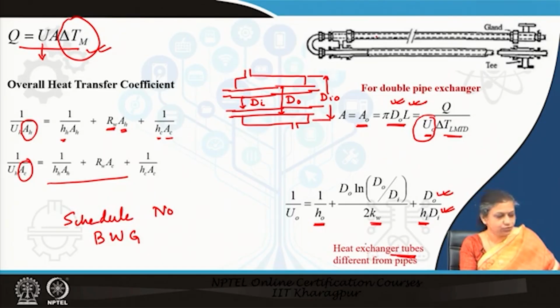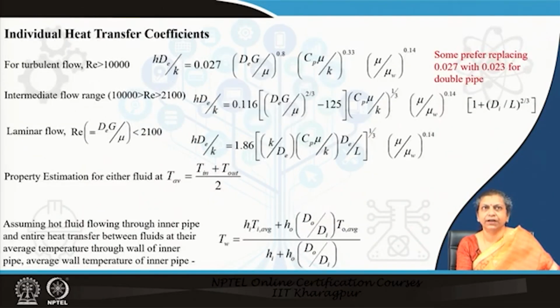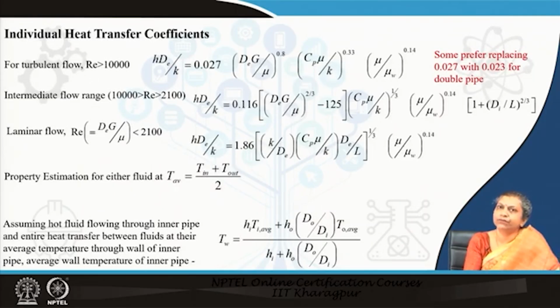This I just wanted to mention before we go for the details of the design. So, therefore, for UO, more or less you need to find out Kw if you have selected the material of heat transfer. Kw, HO and HI are the two things that you need to find out. Now, if you remember again in an introduction class, there were different correlations which were proposed for finding out HO, for finding out heat transfer coefficient. The same correlations can be used for finding out HO and HI.